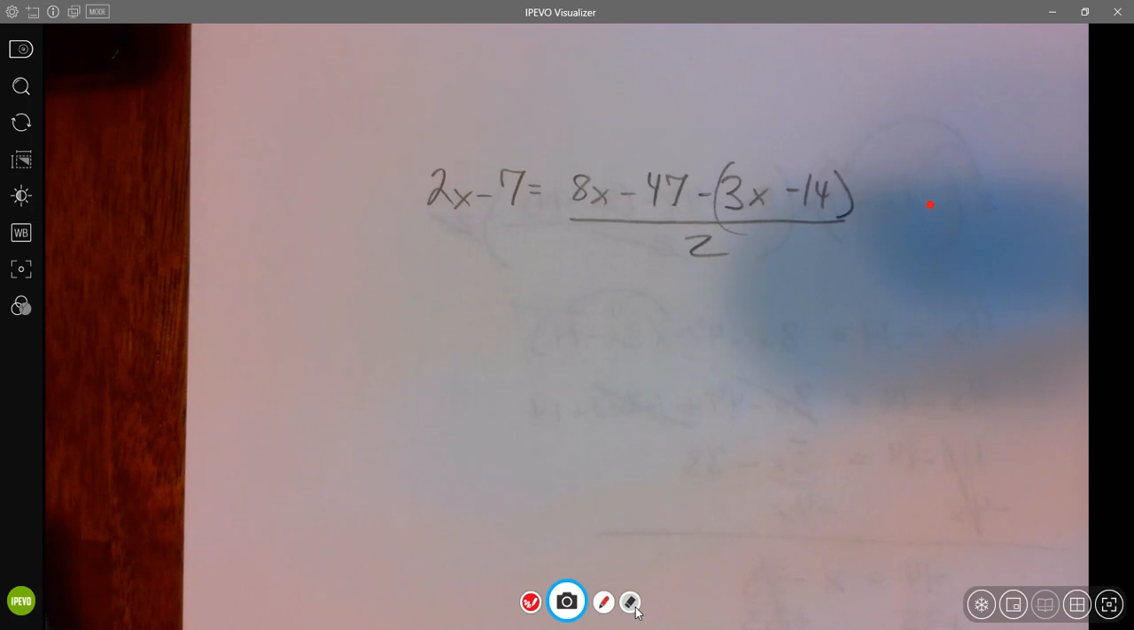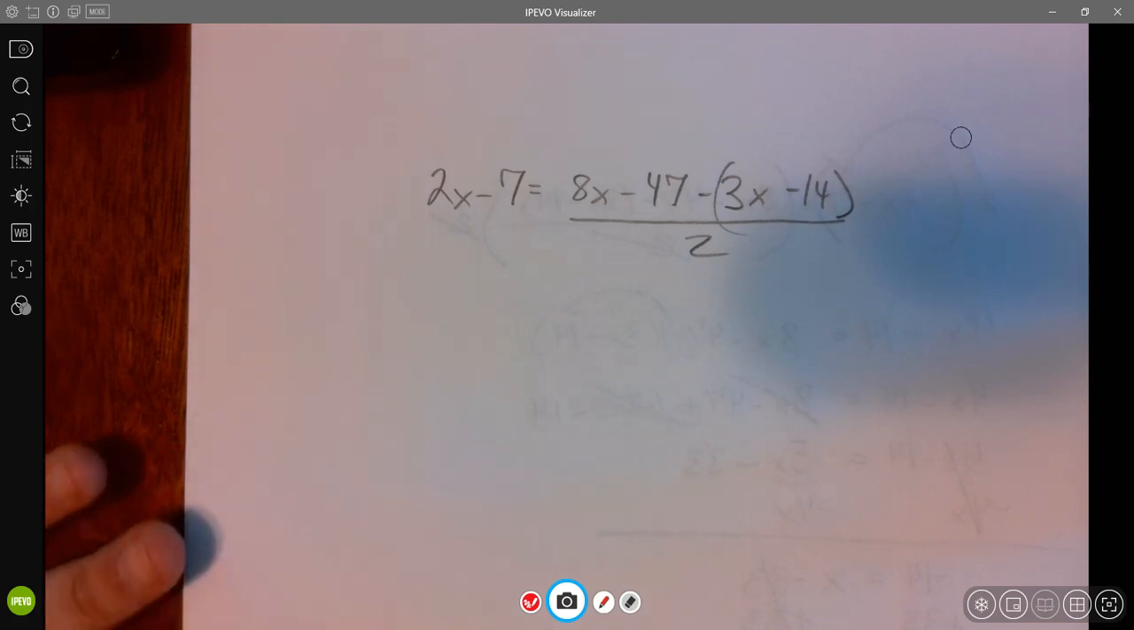Hey guys, so I am going to show you how to do this problem on the Edpuzzle. That way, if you had any questions about it, we could go through. We've got 2x minus 7 on the left, and on the right side of the equation is 8x minus 47 minus 3x minus 14, all divided by 2.